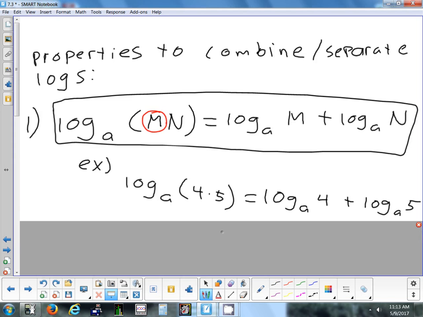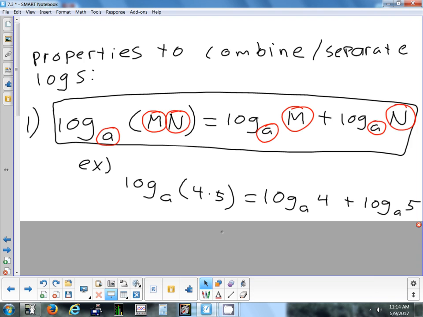The first factor is the first argument. The second factor is the second argument. And whatever base you started with, that's exactly the base you use when you split it apart. The base never changes. So here's an example with actual numbers below.